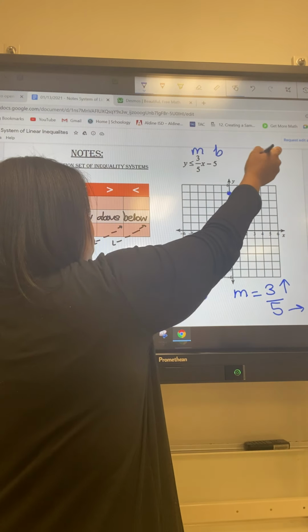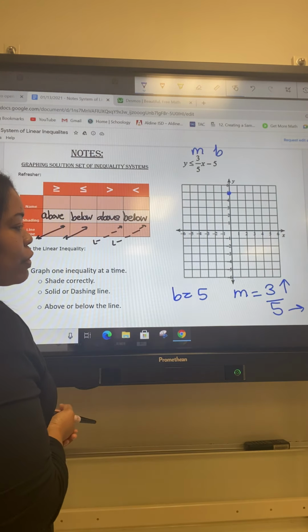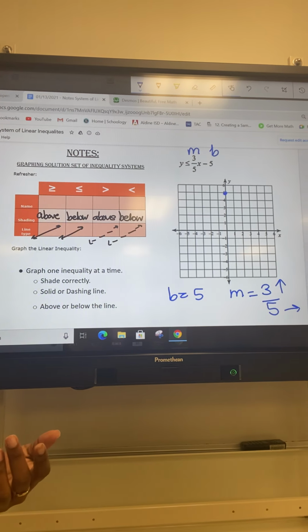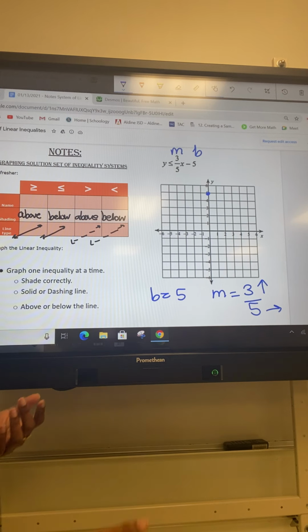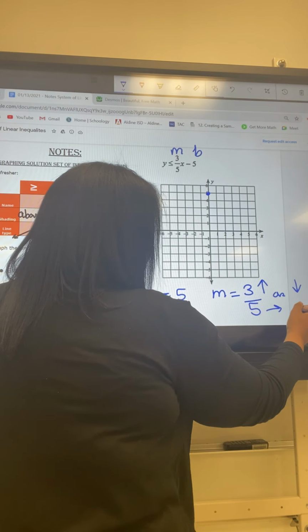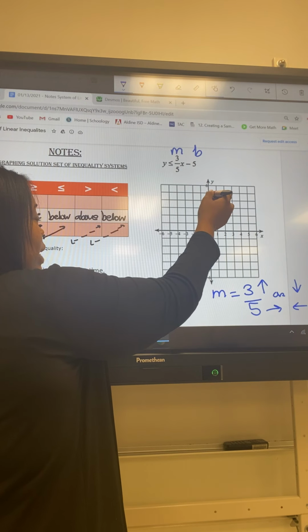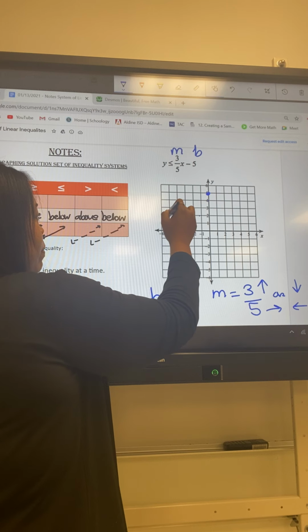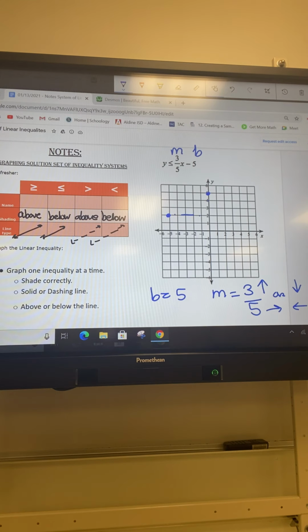But there's not enough room for me to go up 3 and over 5, so we always remember that we can also go in the opposite direction. So instead of going up 3 and over 5, I could also go down 3 and back 5. So that's what I'm going to do. I'm going to go down 3 and then back 5. And that will land me right there. And so that is my second point. So those are going to be the 2 points that I use to graph this line. And then we want to connect them.